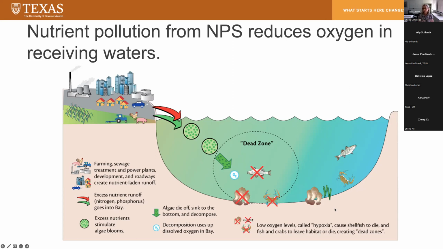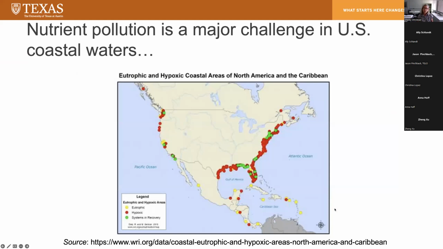right? These are the dead zones that we hear about, like the annual summer dead zone in the Gulf of Mexico that results from nutrients running off all the way from the upper Midwest in the United States down to the Gulf Coast. And this nutrient pollution is a major non-point source pollution challenge in US coastal waters.